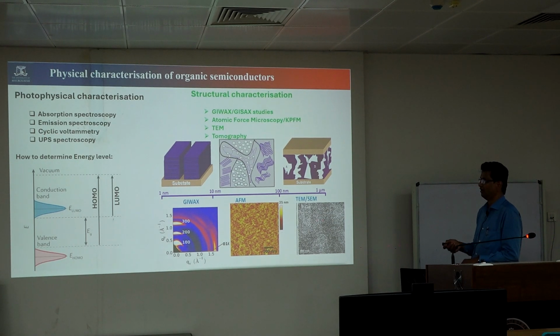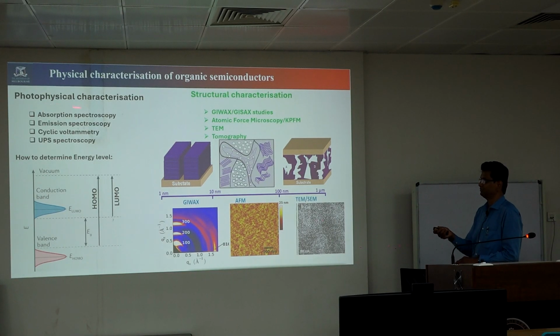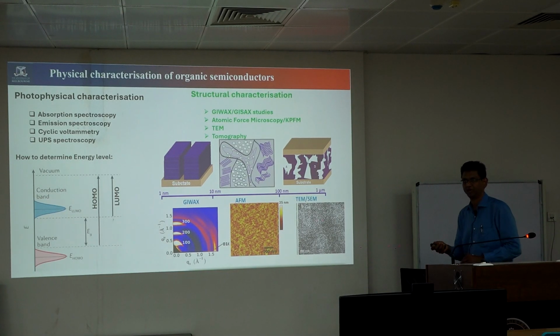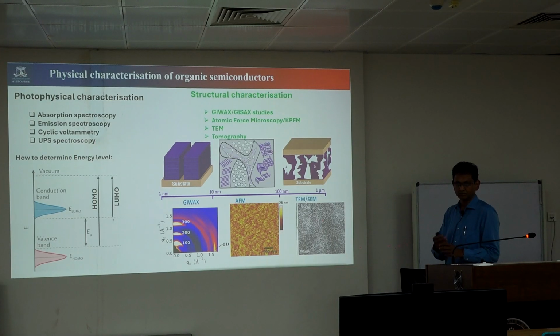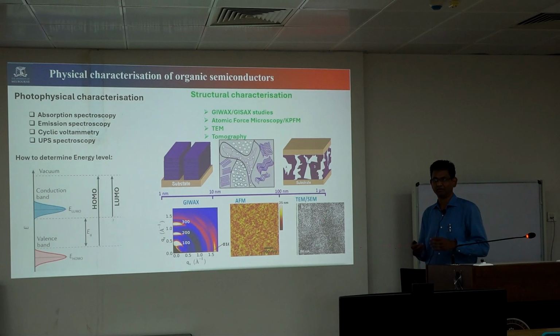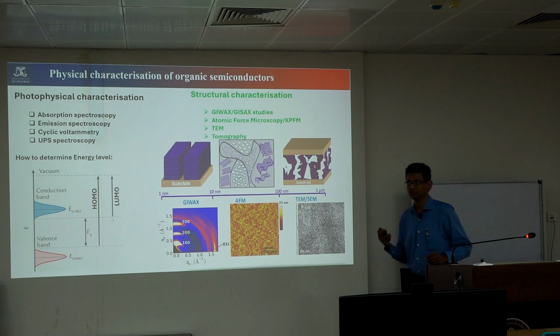This is photophysical characterization. Photophysical means all these characterizations involve light. In absorption spectroscopy, we also input visible light in the range of 250 to 1100 nanometers. We are going to see this demonstration this afternoon, and we will have hands-on experience.